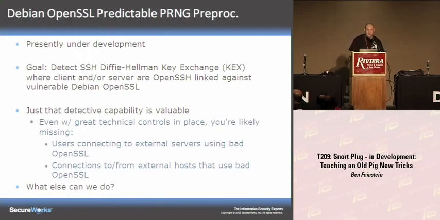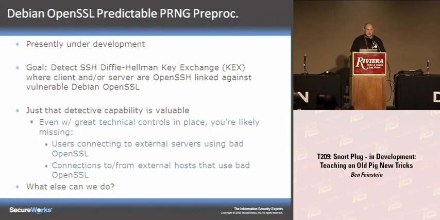So our preprocessor is basically a detection preprocessor at this point. What it does is it looks at the Diffie-Hellman key exchange between the two SSH peers, and it attempts to brute force the random values that are generated if one or both of the parties was using this bad Debian OpenSSL random number generator. So it's got a detective capability right now.